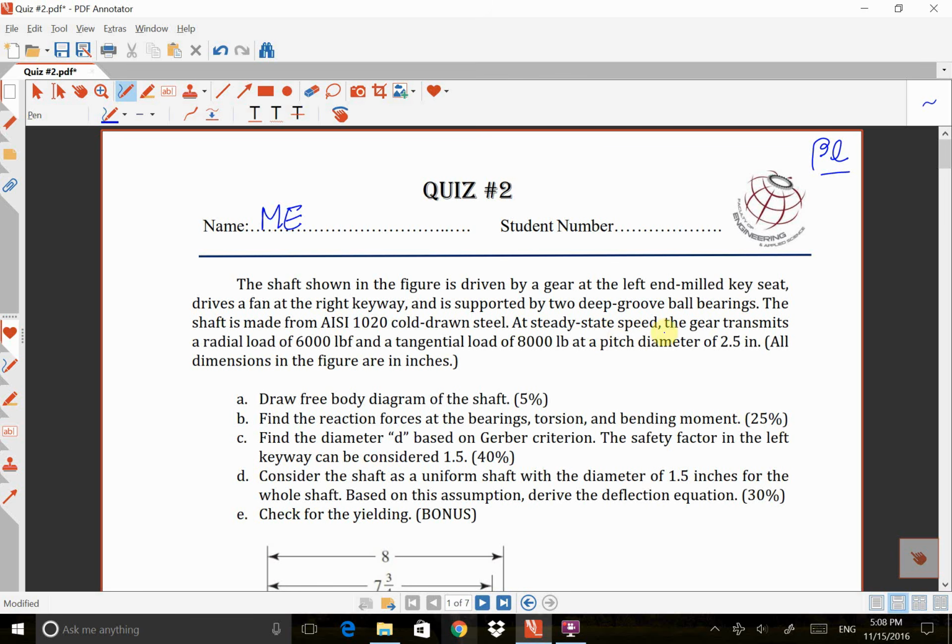At a steady state speed, the gear transmits a radial load of 6 kilopounds force and a tangential load of 8 kilopounds at a pitch diameter of 2.5 inches. Draw a free body diagram, find the reaction forces, torsion, bending moment, find the diameter d based on Gerber criterion, consider the shaft as uniform, and find the deflection equation, and finally check for the yielding.